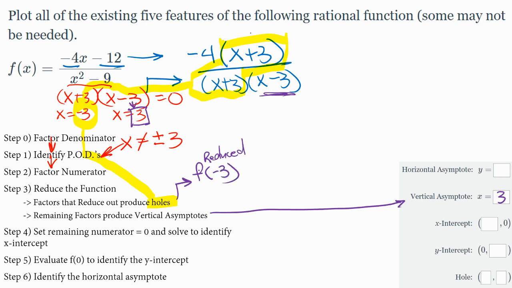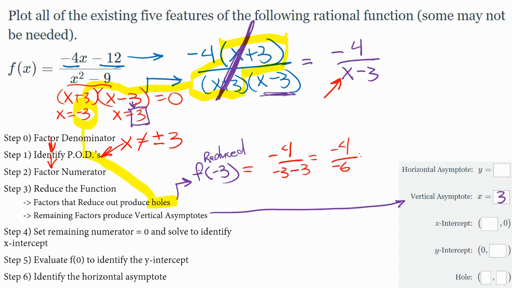So now we're going to make this x plus 3 over x plus 3 a big ominous sideways 1. It's a 1. And rewrite the function to be -4 over x minus 3. And then we go ahead and substitute our -3 into this function. That's the reduced version I'm talking about. So we're going to get -4 over -3 minus 3, which is going to produce a -4 over -6, which should reduce to be a positive 2/3. So my hole is at the coordinate -3, 2/3. So we're going to store that in the bottom right-hand corner here, which is -3, 2/3.